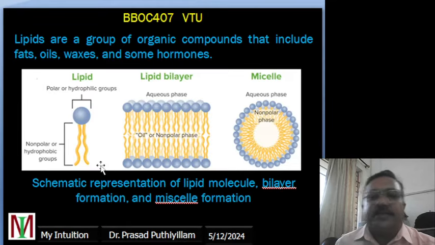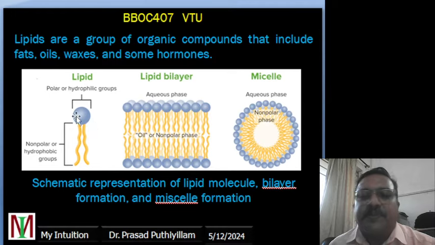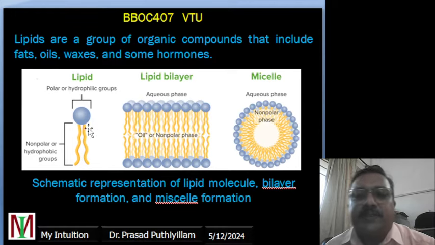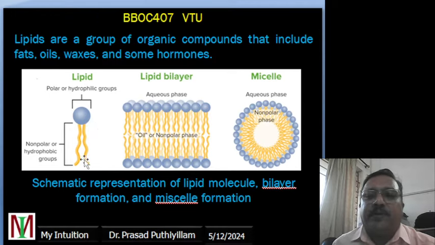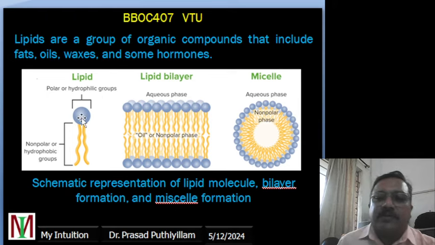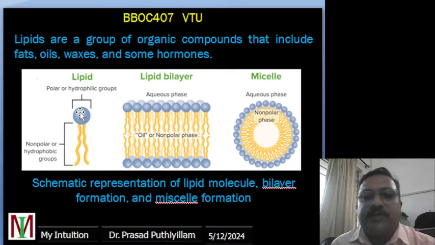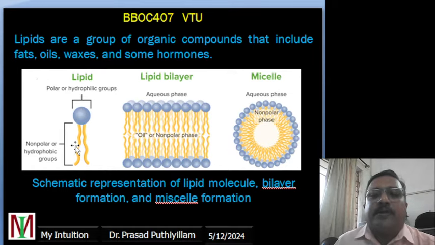When I say head region and tail region, I can represent it with this type of representation. A simple lipid molecule is presented here with the head region. The head region is called polar or hydrophilic groups. Hydrophilic means hydro means water, philic means loving. So these are the groups which can interact with water, which can form hydrogen bonding with water. So we call them hydrophilic groups or polar groups. And there are non-polar hydrophobic groups.